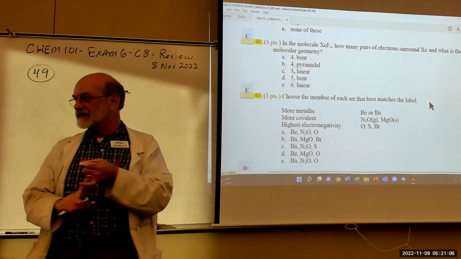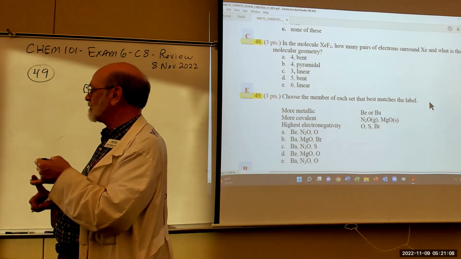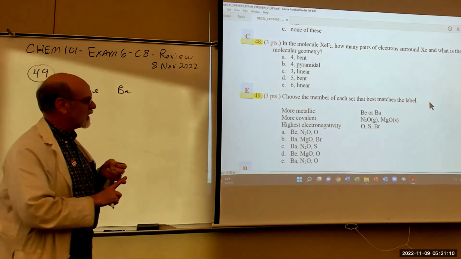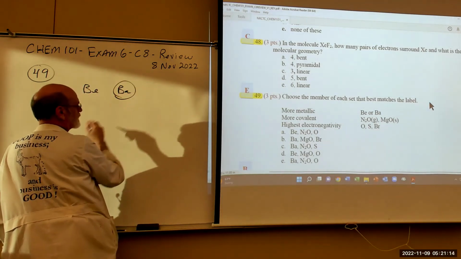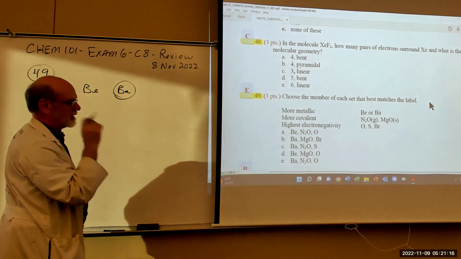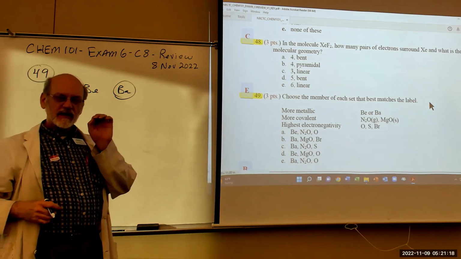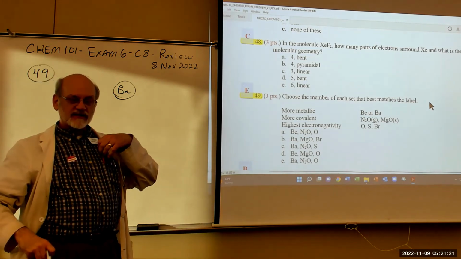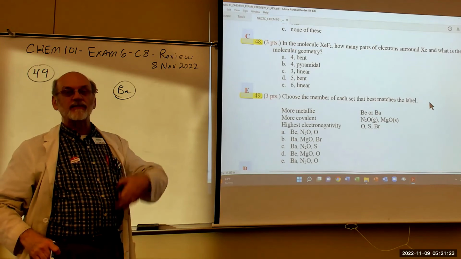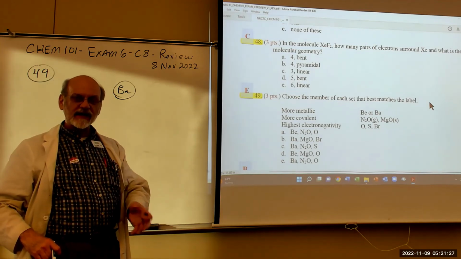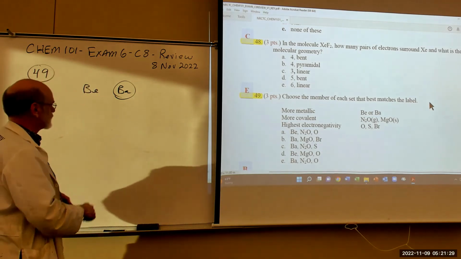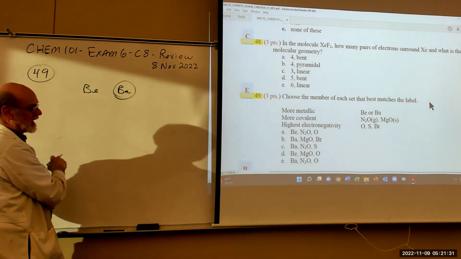So the lower electronegativity, since beryllium is up toward the top and barium is toward the bottom, barium would be the least electronegative, so it would be the more metallic. Metallic means a strong desire to give up electrons. So if it has a low electronegativity, it's more likely to give up its electrons. So barium would be the first one, more metallic.